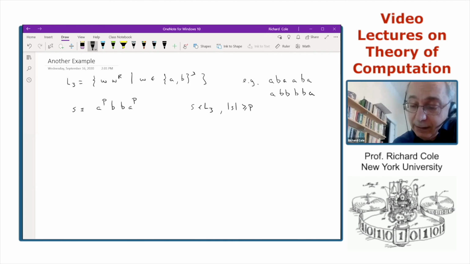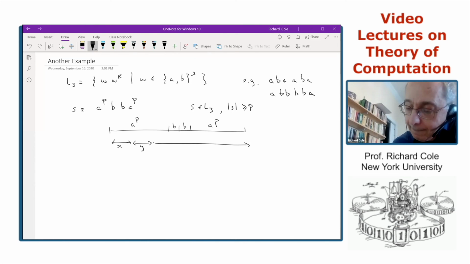Now let's draw out what S looks like. So we've got P A's, we've got a B, we've got a second B, and we've got another P A's. And when I apply the pumping lemma to this, let's remember what that means is I can write S as the string X, followed by the string Y, followed by the string Z. And the important things are that X, Y together are at most P characters long, which means they lie in the first P A's, and Y has length at least 1.